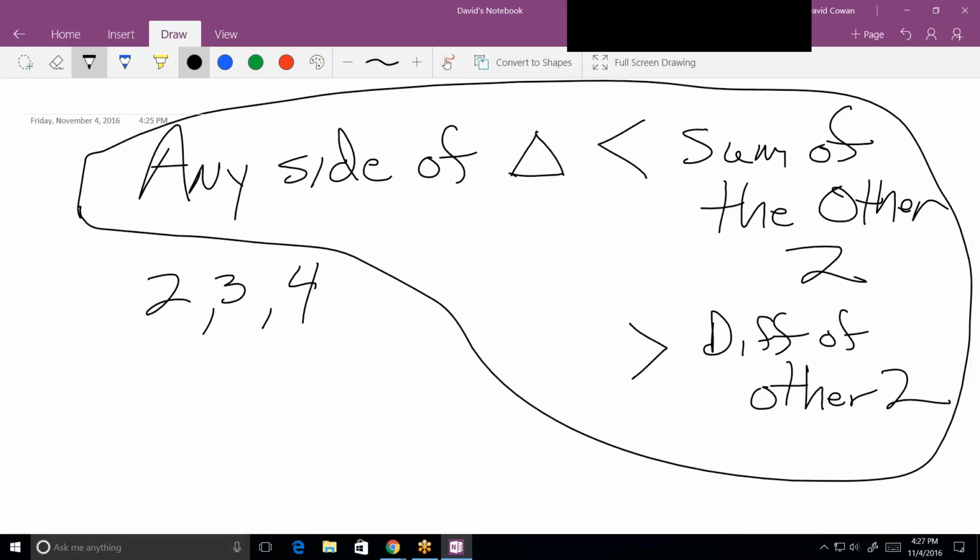The thing that's special about it is you really only have to memorize that top part and realize that there's a second part that's the opposite. In other words, any side is less than the sum of the other two or greater than the difference of the other two. Notice how they are opposite in both respects. So this kind of makes it a little easier to memorize.